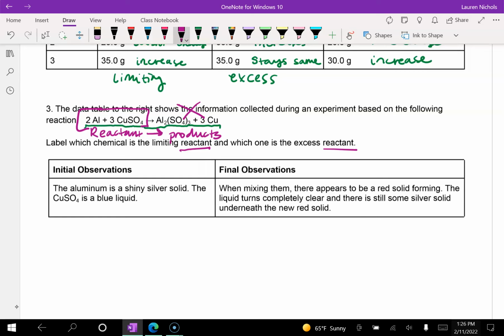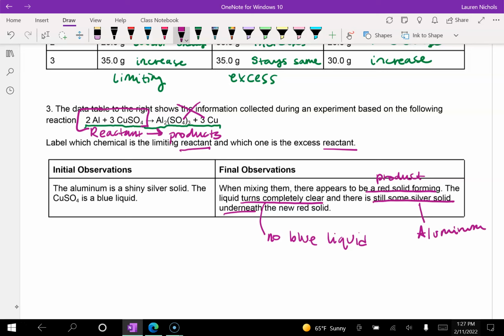So they tell us some observations. They say the aluminum is a shiny silver solid and the copper sulfate is a blue liquid. Cool. And then in our final observations, it says when mixing them, there appears to be a red solid forming. So that must be a product because it's new, it's being created. The liquid turns completely clear. Okay, so that means there's no blue liquid anymore. Okay, because it's all clear and there's still some silver solid underneath. Okay, so the silver solid was the aluminum.